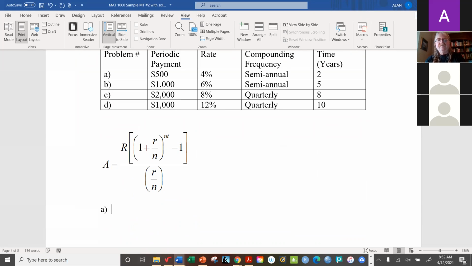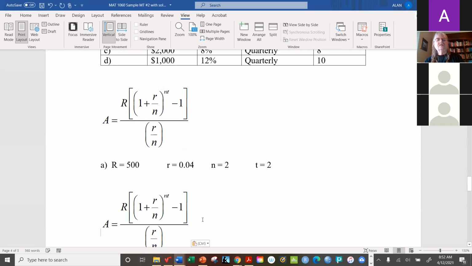So here, for example, we have P equals 500. R is, oh, I did it again. It should be R, my fault. It should be R, not P, sorry. R is, lowercase r is 0.04. The frequency is 2, and T is 2. Okay, let's plug that in.